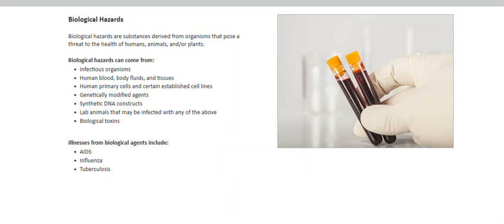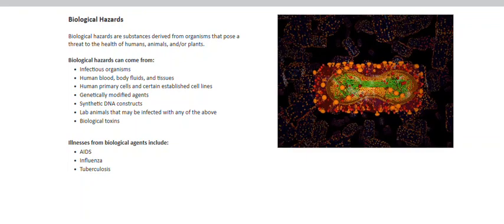Biological hazards, also called biohazards, are substances derived from organisms that pose a threat to the health of humans, animals, and/or plants. Biological hazards come from a variety of sources. They include infectious agents, toxins, human blood and body fluids, organs, tissues, and cells from humans, referred to as blood-borne pathogens. AIDS, tuberculosis, and influenza are examples of the many illnesses caused by biological agents.